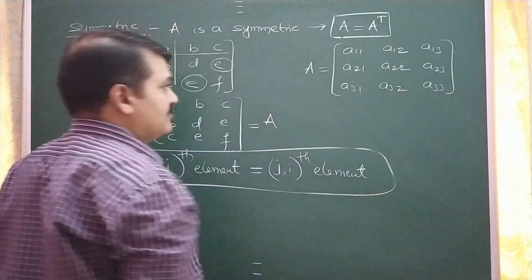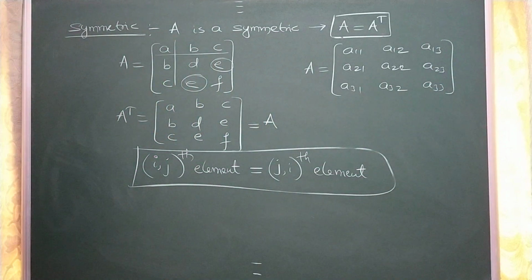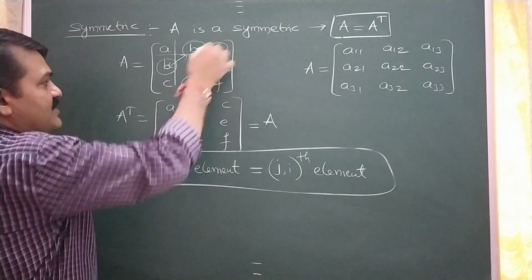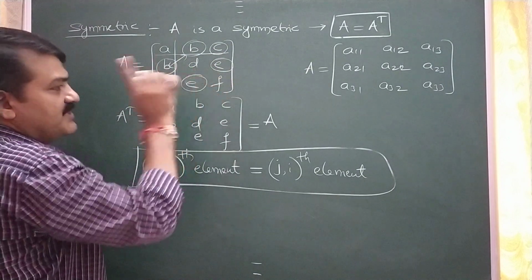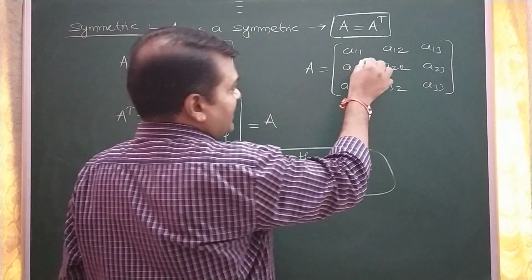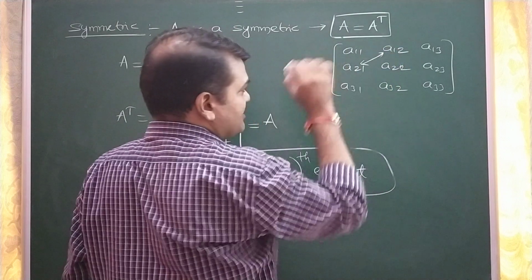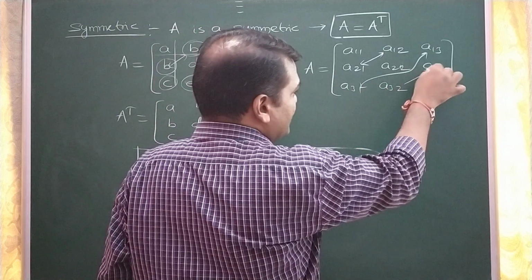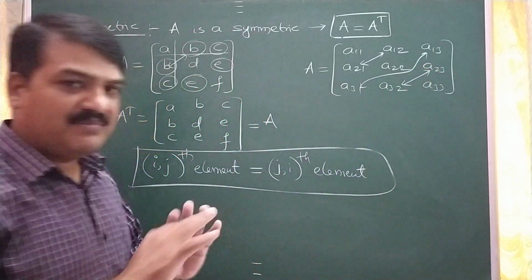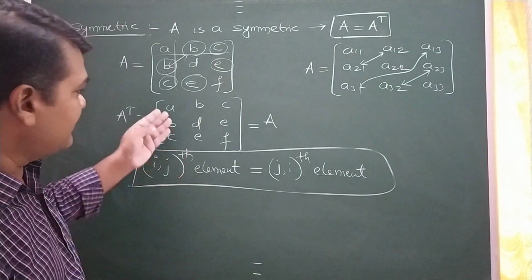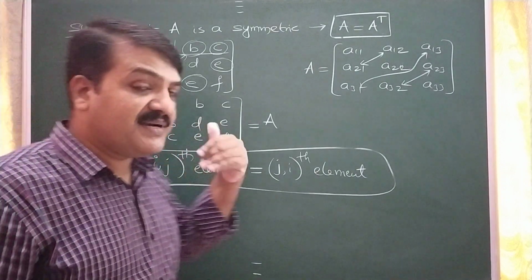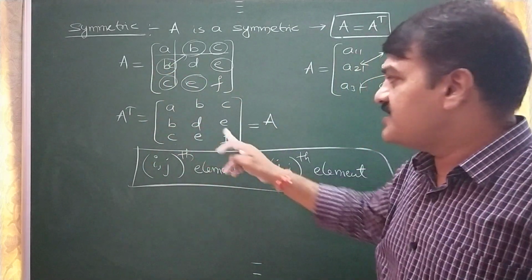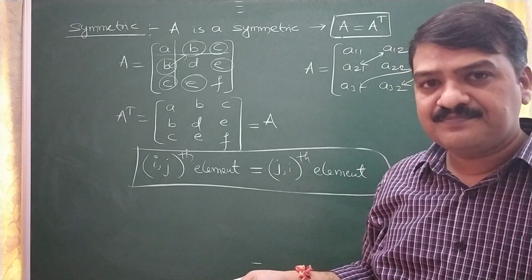So what I told you, first row, first column must be same, means basically these two elements must be same, these two elements must be same and these two must be same. So that is A12, A21 must be same, A31, A13 must be same and these two must be same. Diagonal elements can be anything. Diagonal elements' places will not change by transposing. So diagonal elements you can write anything.